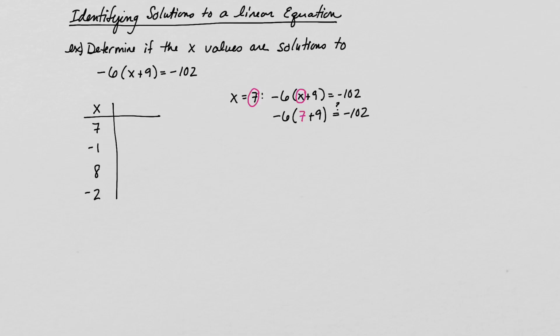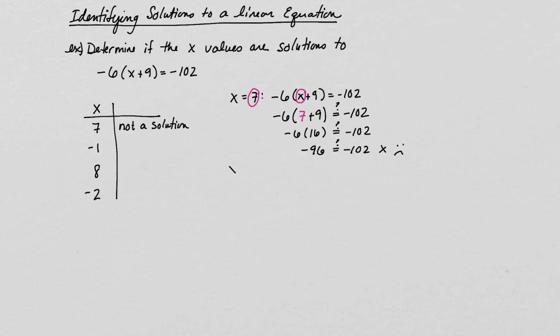I have to do the stuff inside the parentheses first. So 7 plus 9 is 16. So we want to know, is -6 times 16 going to be equal to -102? If I multiply that by -6, on the left-hand side here we get -96. And so we want to know, is -96 equal to -102? No, it's not. So 7 is not a solution.